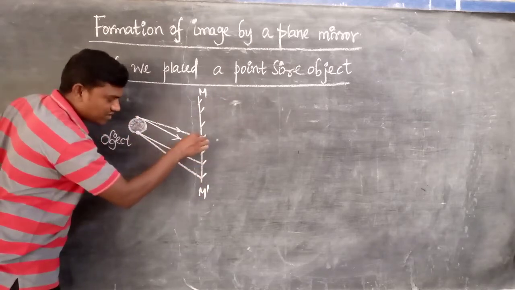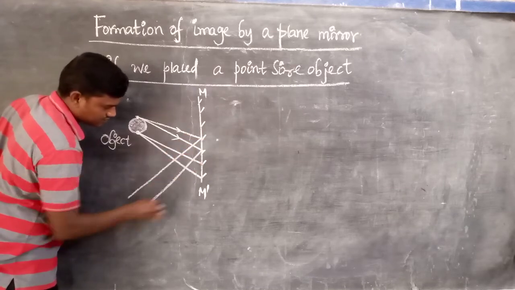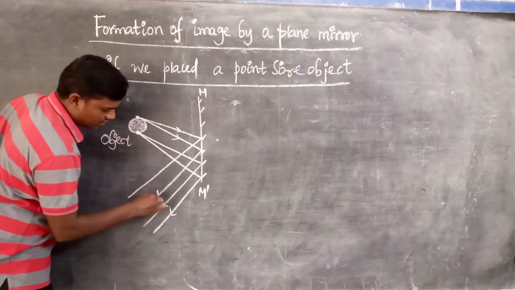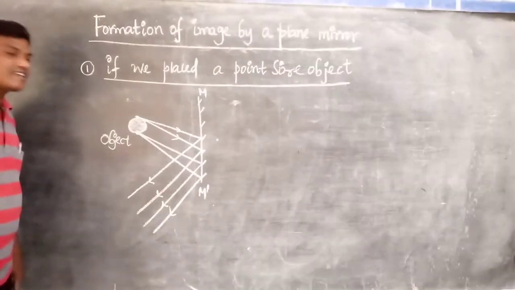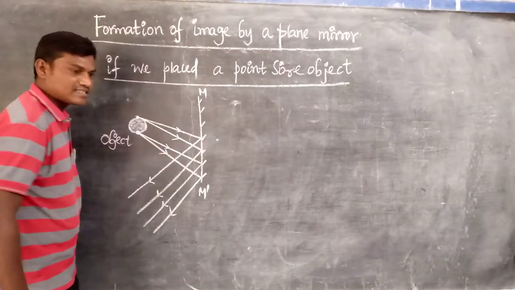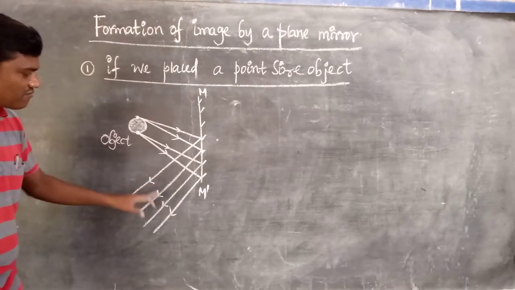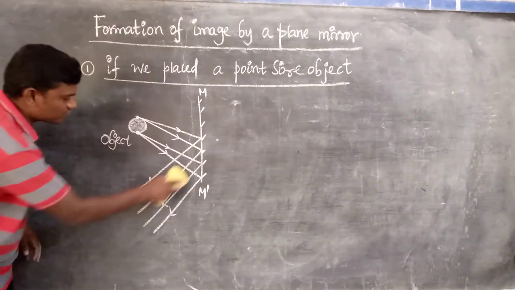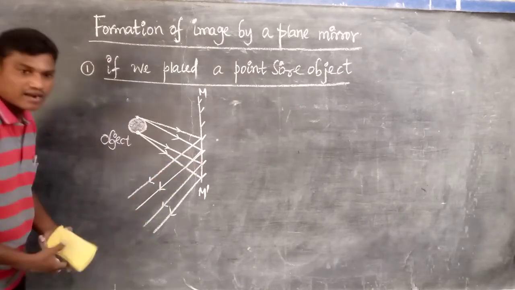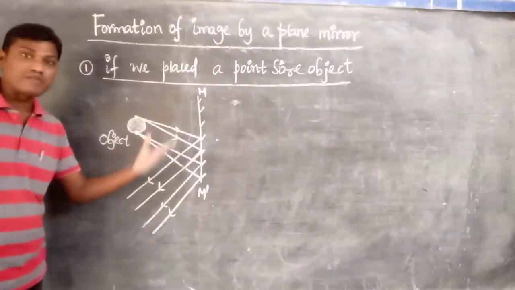After the reflection, these are all reflected rays, and these four are incident rays. But you are observing that after the reflection, they never meet in front of the plane mirror. Is it correct or not? All are parallel to each other, and parallel rays never meet.